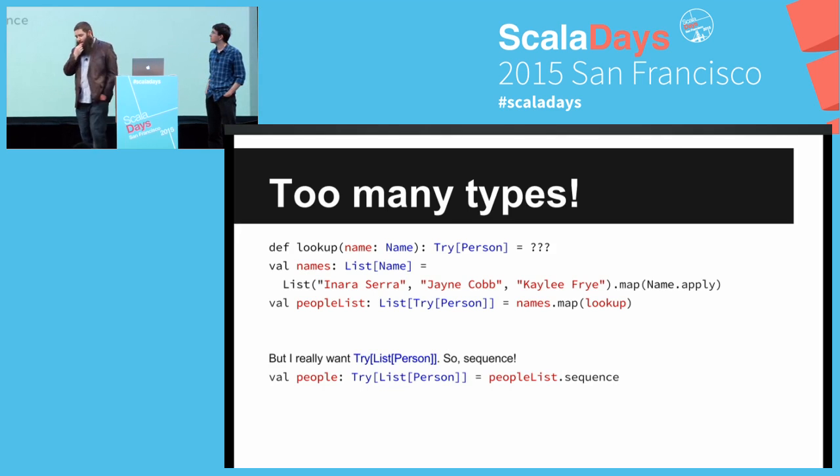So Scalaz and other category theory libraries provide sequence to do this. And what it does is if you take a list and some monad, you can always switch the types. It's kind of like magic.